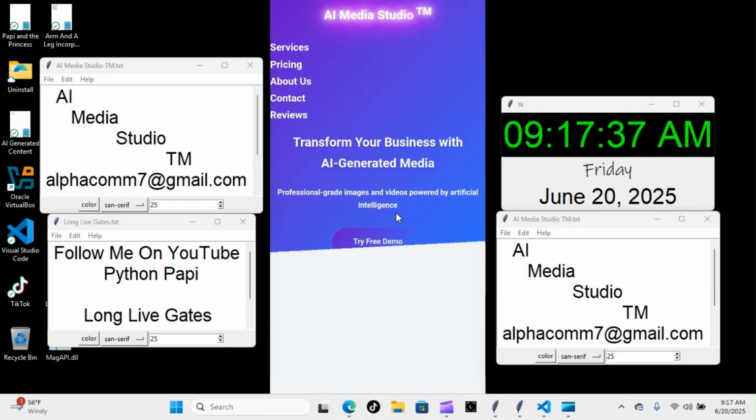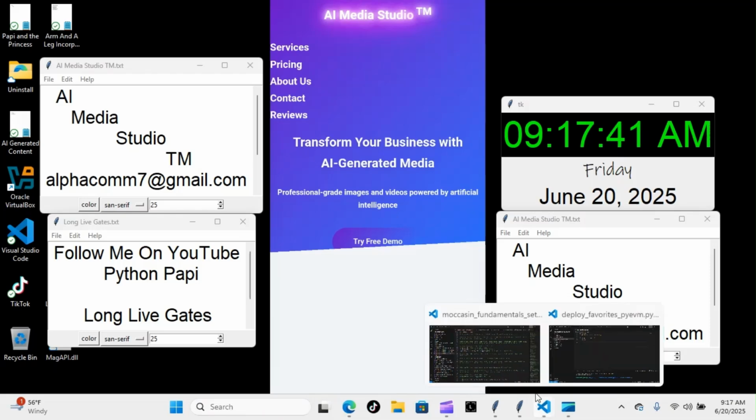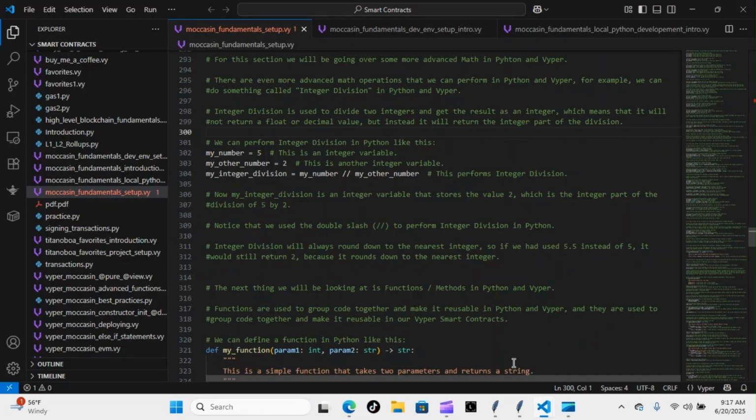Right, on today's episode of Python Papi, we're back inside our small contracts project. Let's have a look at what we're going to be going over today. Today we're back inside of our setup module, and we're going to be going over some advanced concepts in math in Python and Viper. So let's dive right in.